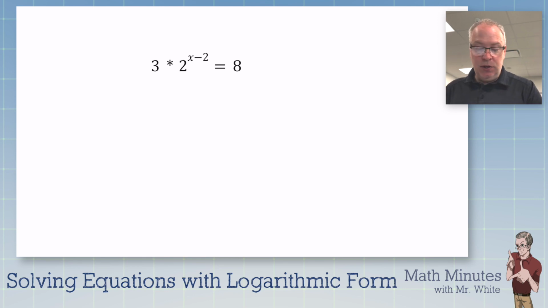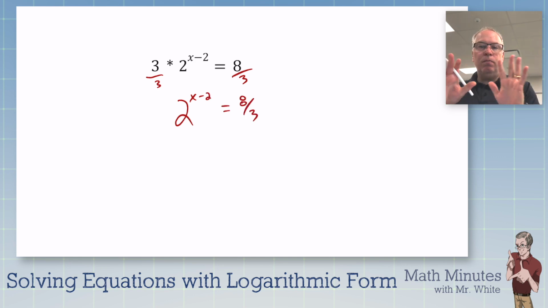All right, moving on over here. First thing I want to do is to take a look at this question and see that I've got this multiplication here. So before I go to the logarithm world, I think I want to get rid of that 3. So what I'll do is I just divide it off of there, get it to the other side. 2 to the x minus 2 is now equal to 8/3. Don't write that as a decimal. Just leave it 8/3 for now.